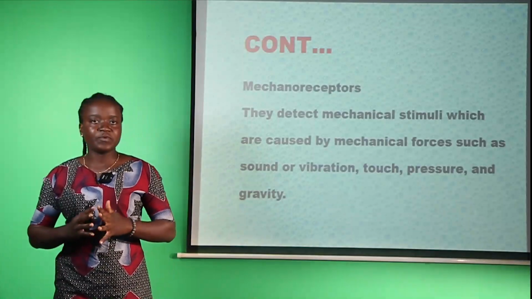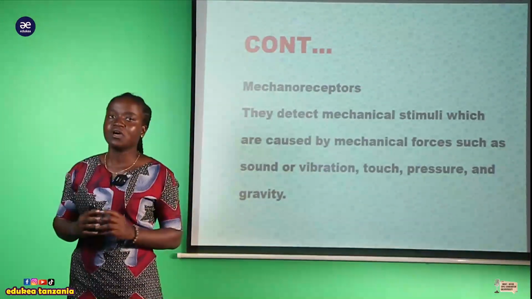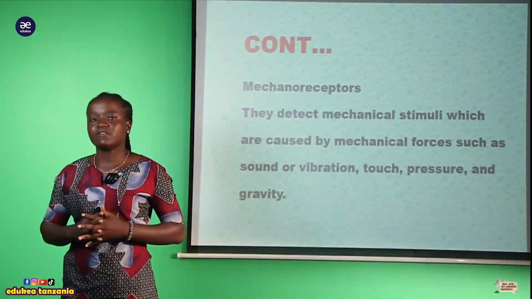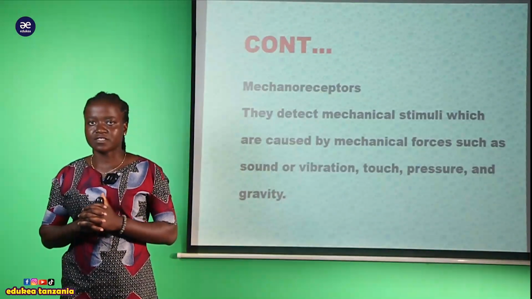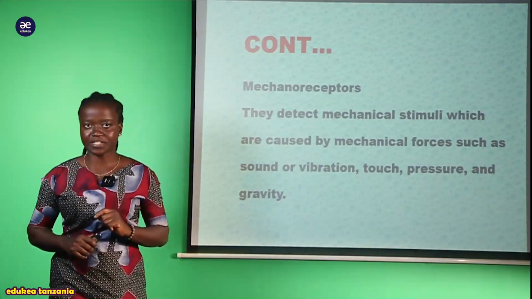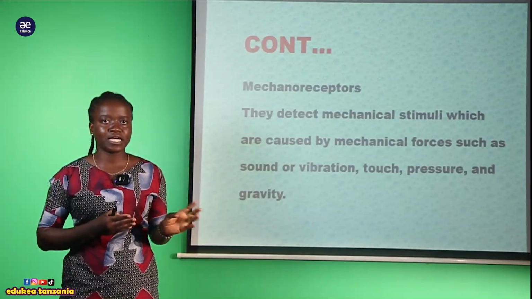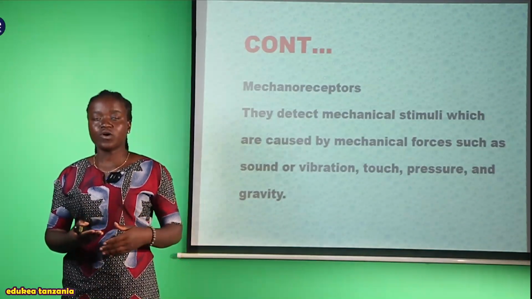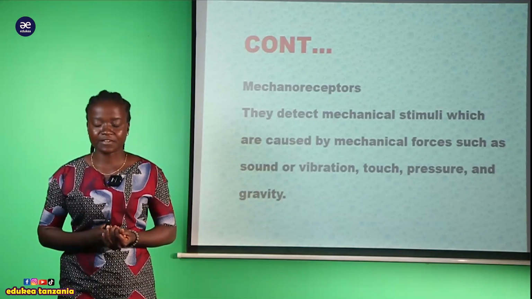Student, you are warmly welcome, because in this session we are going to start looking at the types of sensory receptor based on the type of stimuli. The first one, my student, is called the mechanoreceptor. So now we have to know what this is and what its function is in detecting the changes that are occurring within the environment.